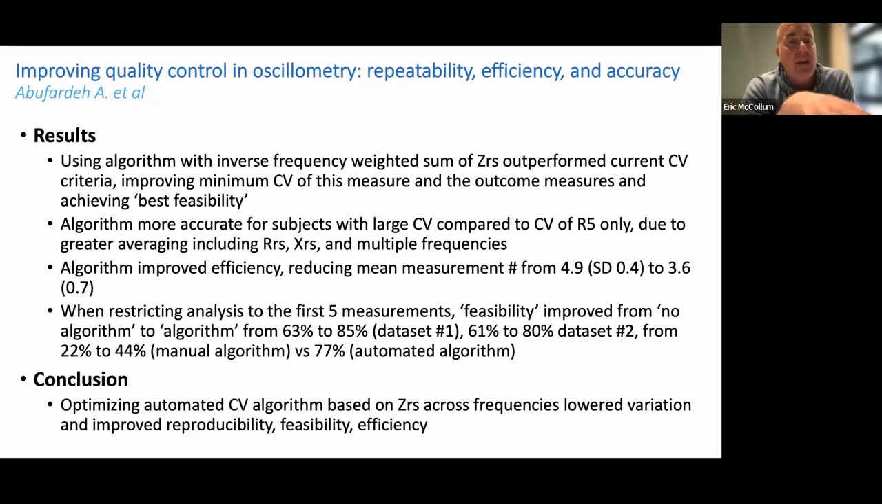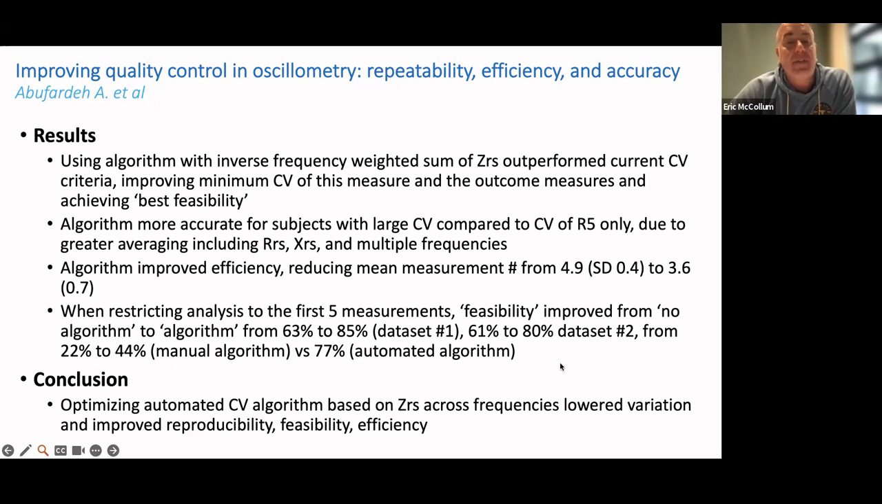And so the algorithm was more accurate for subjects with a large coefficient of variation compared to coefficients of variation of R5 only. And this was due to greater averaging, including basically all of the data. The algorithm that they employed improved efficiency, reducing the mean measurement number from nearly 5 to 3.6.